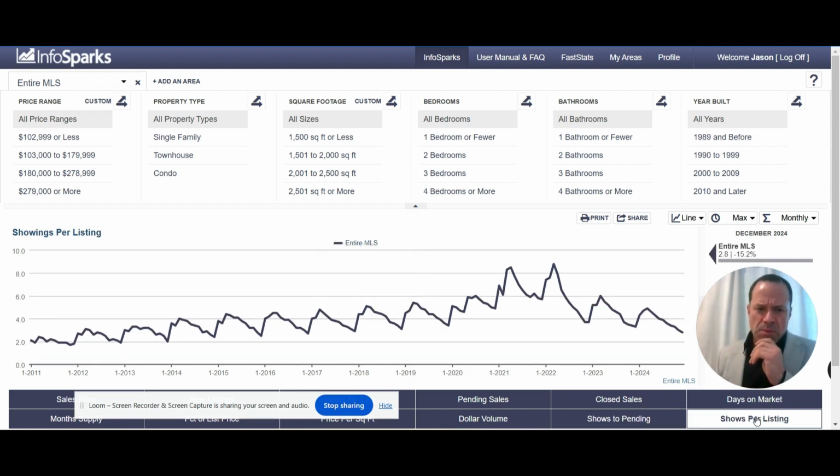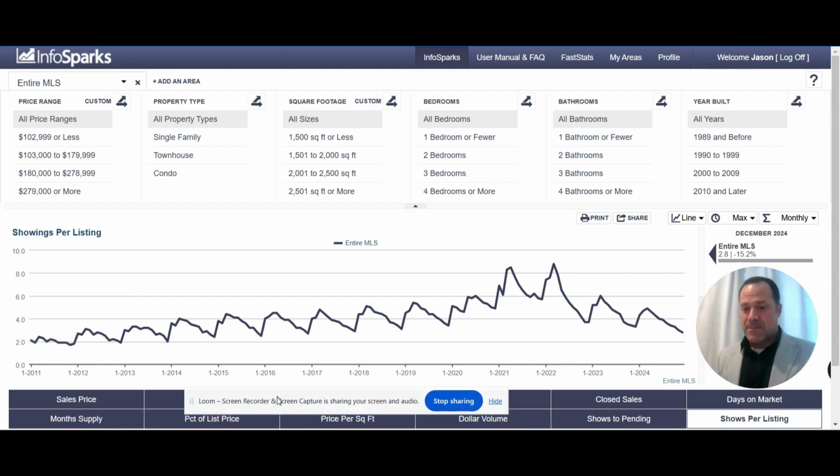If we look at the shows per listing, we are actually headed downward. This means that when you put your house on the market right now, it's not going to get as many showings. That's supply. That's demand. What do you think is happening to prices in Oklahoma based on those pictures? Let's go over and take a peek.